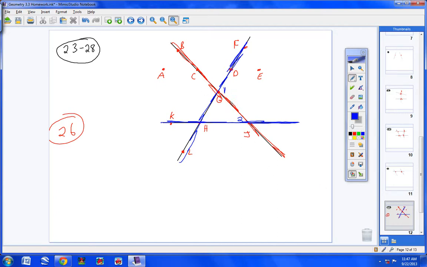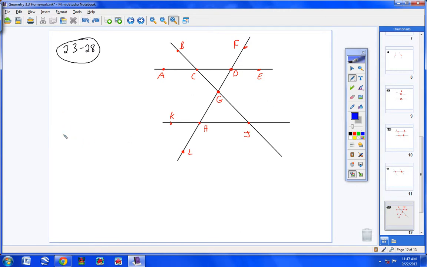Notice how 1 and 2 are in between the two blue lines, so they're called interior angles. Do you see that? 1 is below the blue line, 2 is above the blue line, and they're on opposite sides of the transversal. 1 is on the right side and 2 is on the left side. So we have two angles on the inside, interior, and on opposite sides, alternate sides. So we call those two angles alternate interior angles for number 26, alternate interior angles.